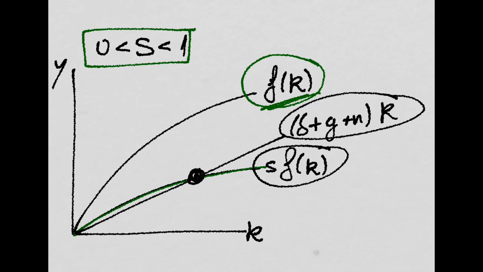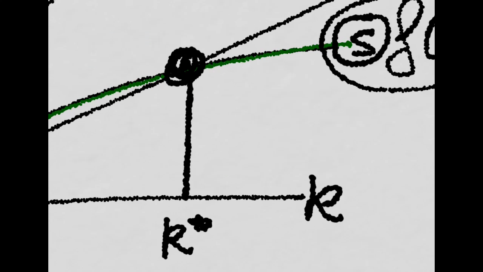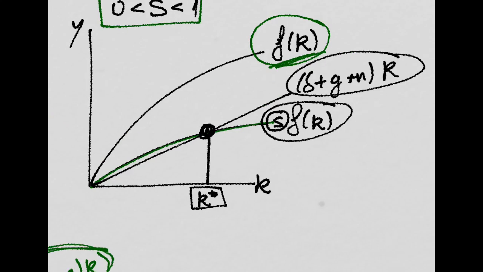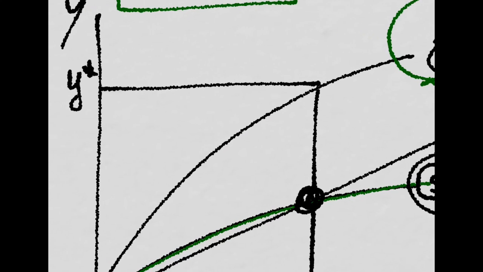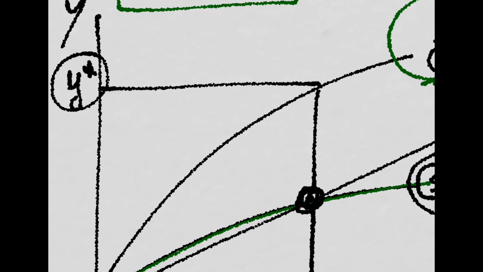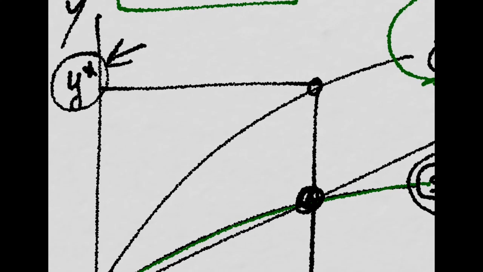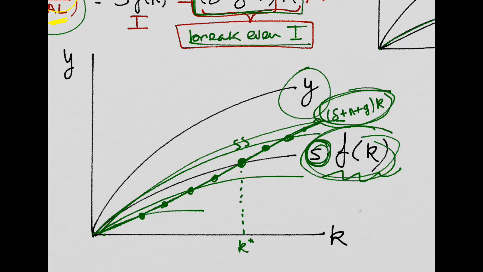So for this level of savings, there is only one steady state level of capital per effective labor, which we call K star, and one level of output per effective labor, which we call Y star, because we are at a steady state. But actually, we could change this.